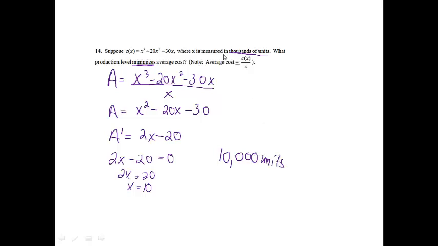So when you read through the problem, don't just go right to the chase. Read the words, and when I saw thousands, I knew I'm going to have to do thousands of units on that one. Okay, problem 15.